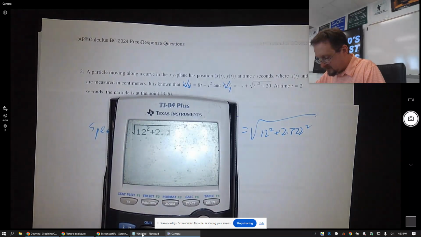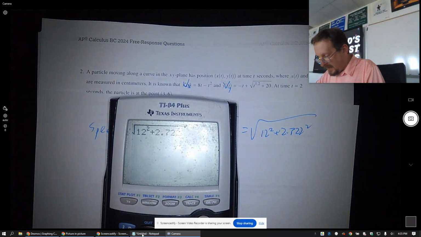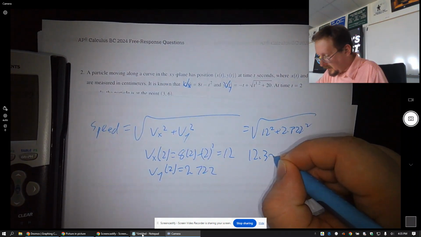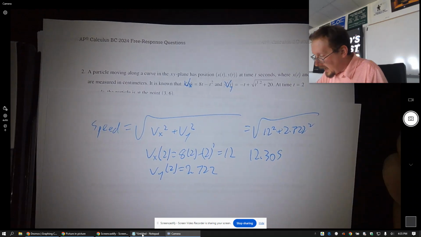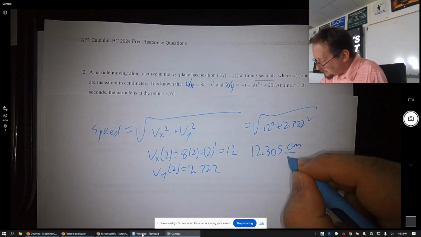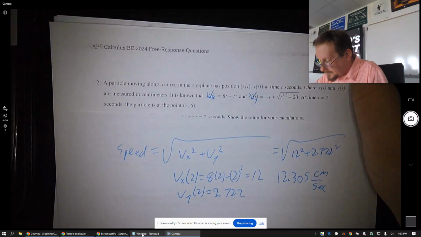If one of the numbers is much bigger than the other one, then the answer is close to the bigger one. So this is going to be 12.305. And I would call this meters. Is it meters? Does it mean centimeters? Centimeters per second. Okay.